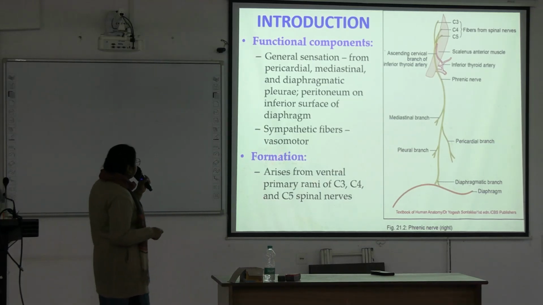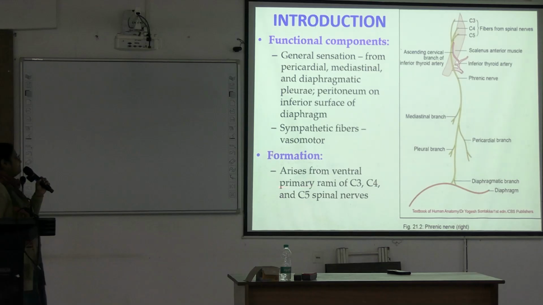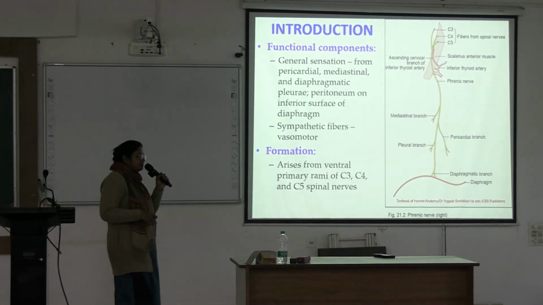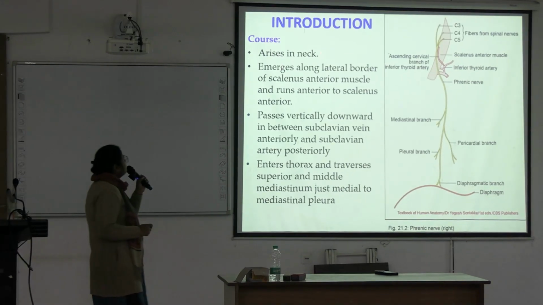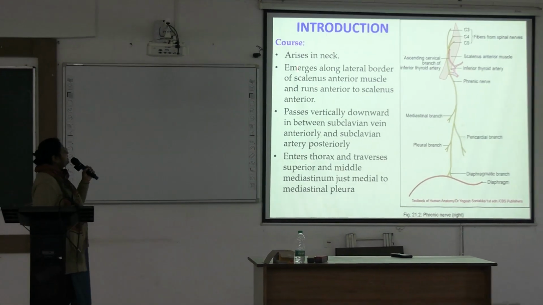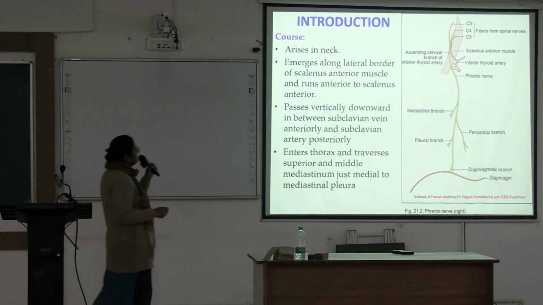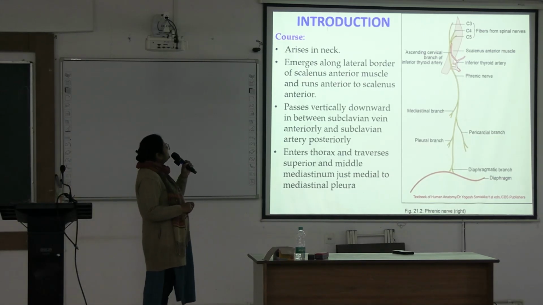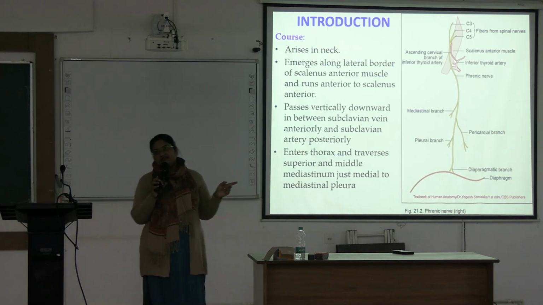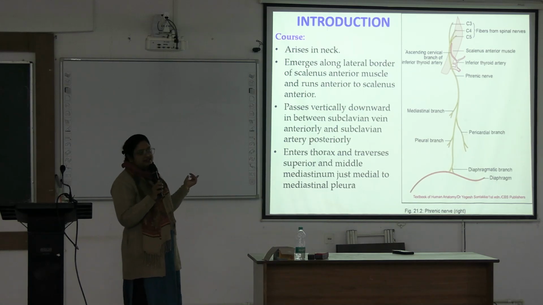Okay, and how is it formed? Formation, it arises from the ventral primary rami of C3, C4 and C5 spinal nerves. Okay. What is the course? It arises in the neck, emerges along the lateral border of scalenus anterior muscle and runs anterior to the scalenus anterior. This relation is important. During neck dissection, anterior triangle dissection, you will see phrenic nerve lying over the scalenus anterior muscle.